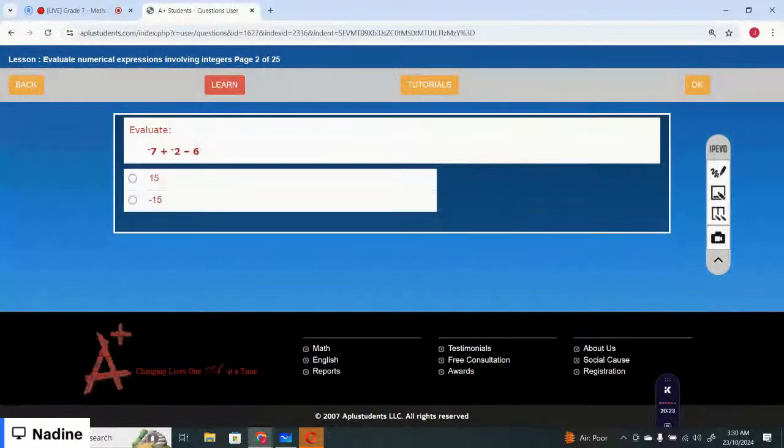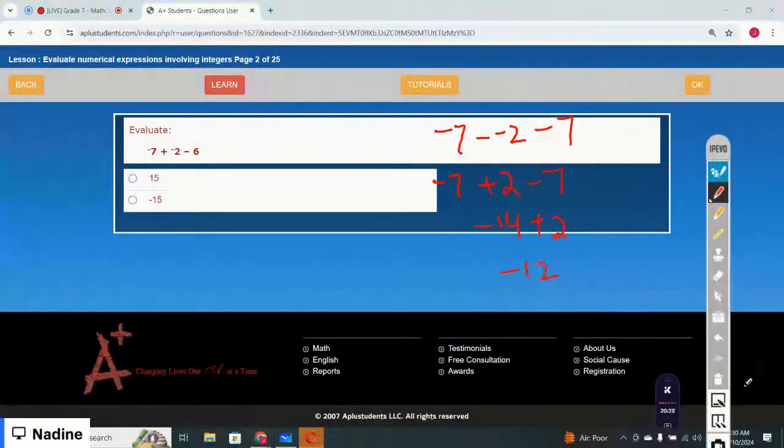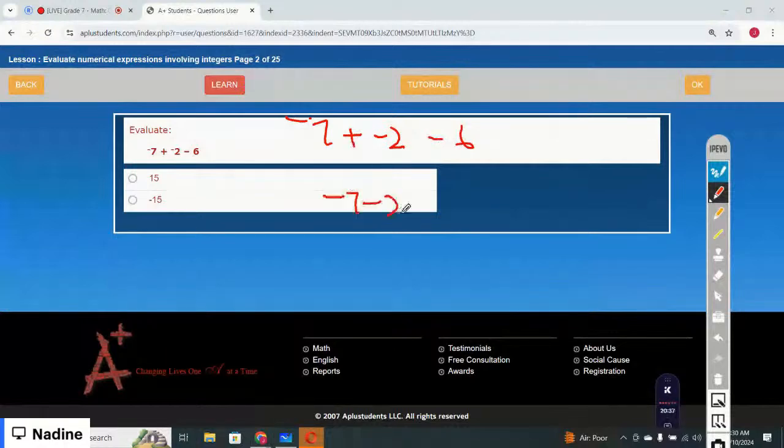The next one is -2, -7 plus -2 and -6. So adding a negative integer is same as subtracting, right? They all have the negative signs. You need to collect them. Just count them together. 7 and 2, 9 and 6, 15. So the correct option is -15.